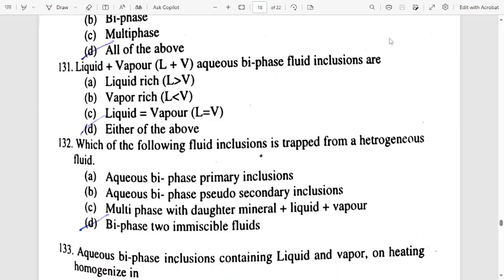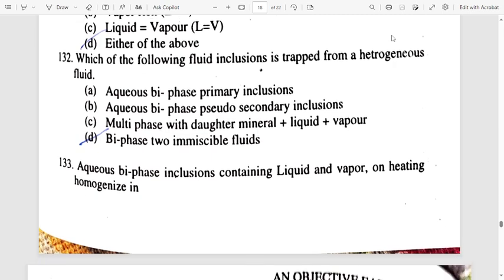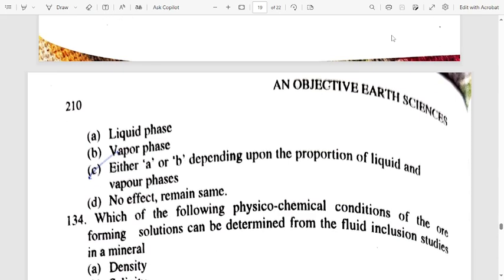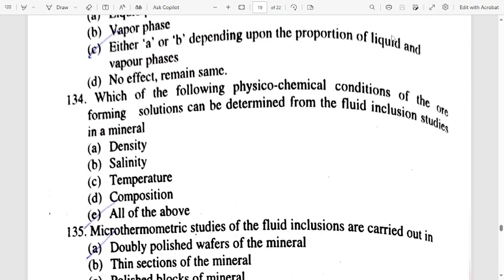Which of the following fluid inclusions is trapped from a heterogeneous fluid, that is biphase to immiscible fluid? Aqueous biphase inclusions containing liquid and vapor on heating homogenize either A or B depending upon the proportion of liquid and vapor phases. Which of the following physicochemical conditions of the ore forming solutions can be determined from the fluid inclusion studies in a mineral? Density, salinity, temperature, composition, all of the above.